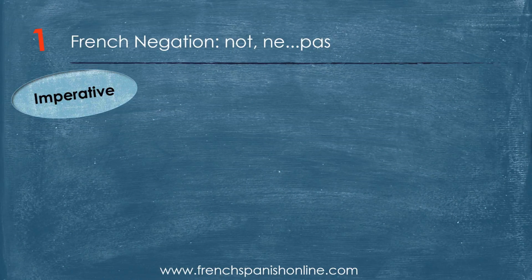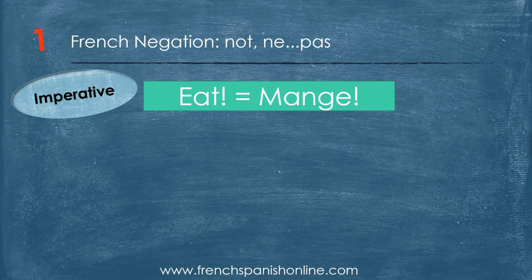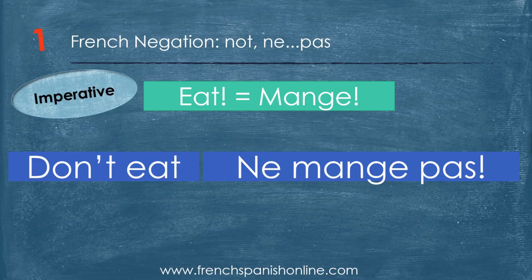Imperative mood now, when you want to give an order or to make an invitation, for example. So an order, eat, mange. But if you want to say don't eat, ne mange pas. So here actually the same thing, we've got the verb in the middle for the imperative.